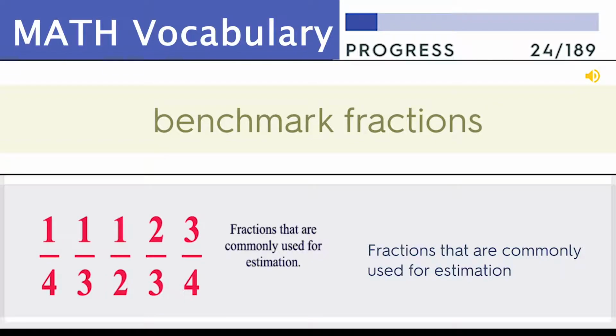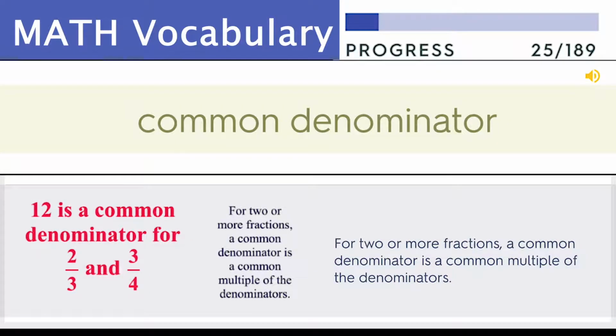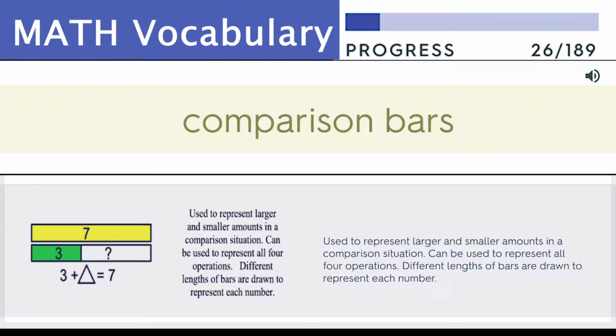Benchmark fractions. Fractions that are commonly used for estimation. Common denominator. For two or more fractions, a common denominator is a common multiple of the denominators. Comparison bars. Used to represent larger and smaller amounts in a comparison situation, can be used to represent all four operations. Different lengths of bars are drawn to represent each number.